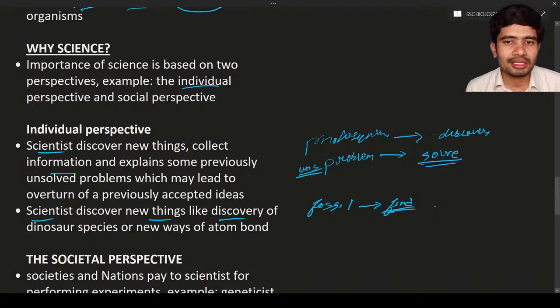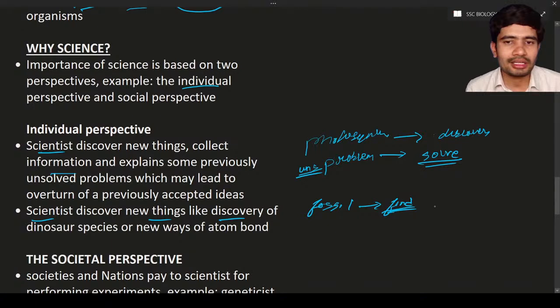Next is the societal perspective. Societal perspective means how society is going to think. If you have any question or doubts, let me know in the comment section. So societal perspective means how society thinks and how the nation pays attention to performing experiments.